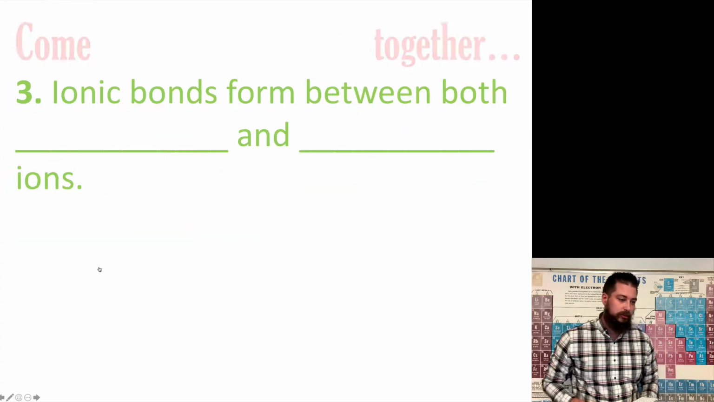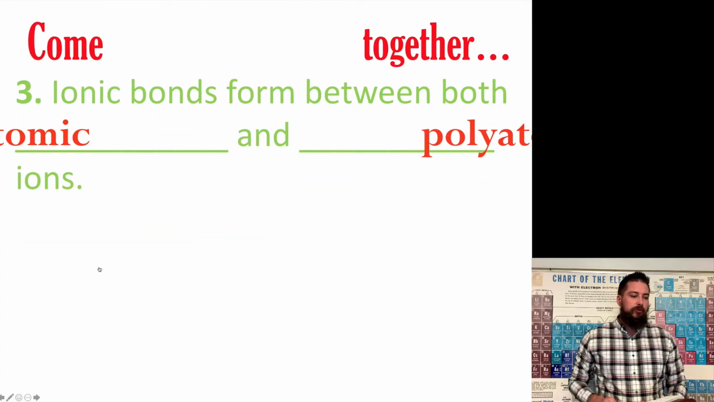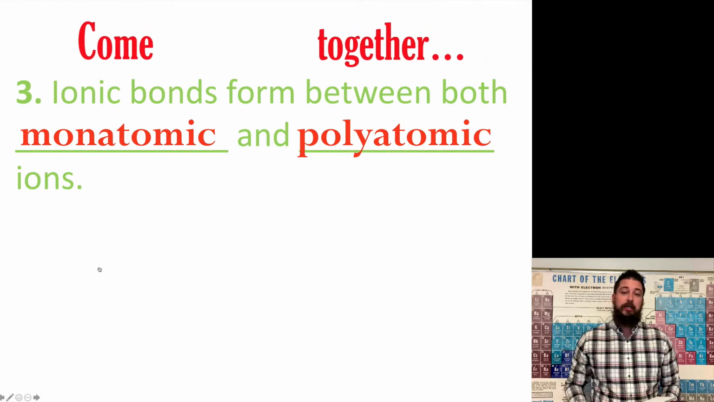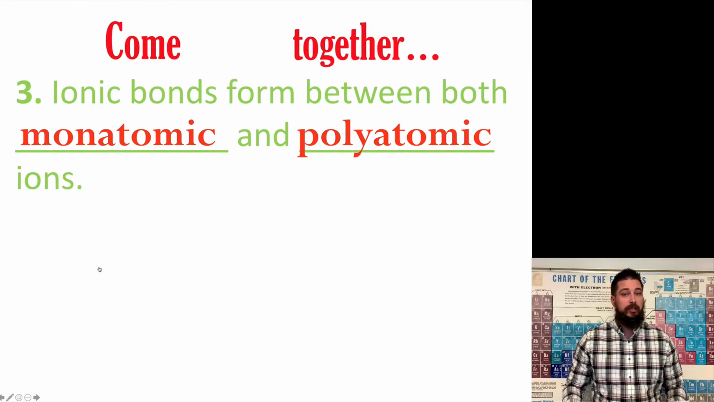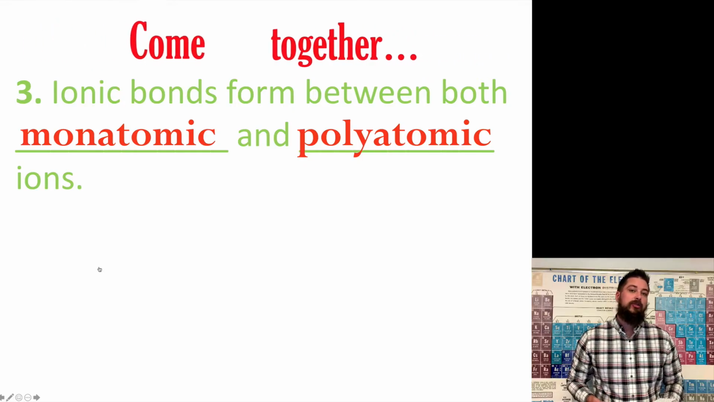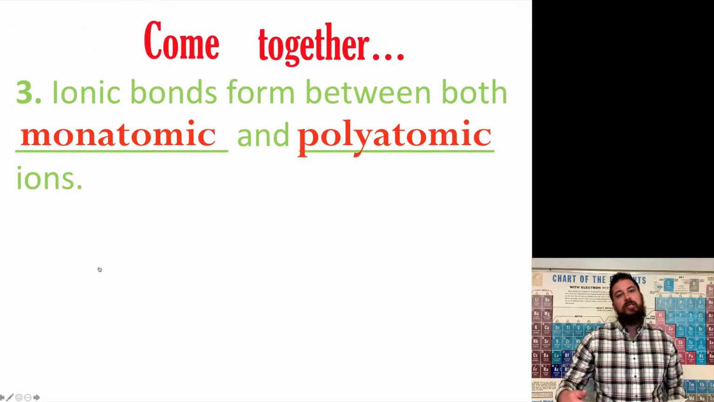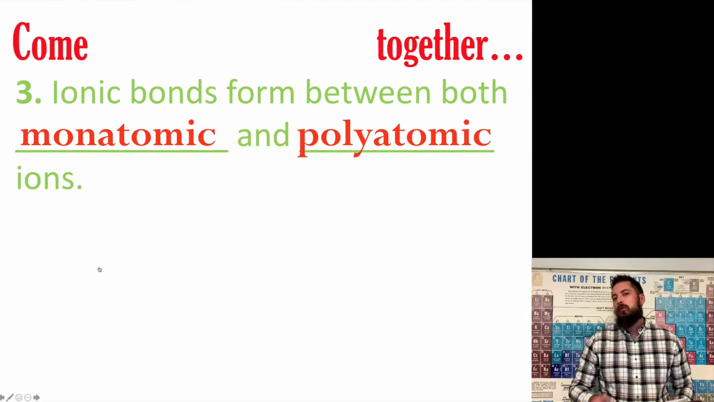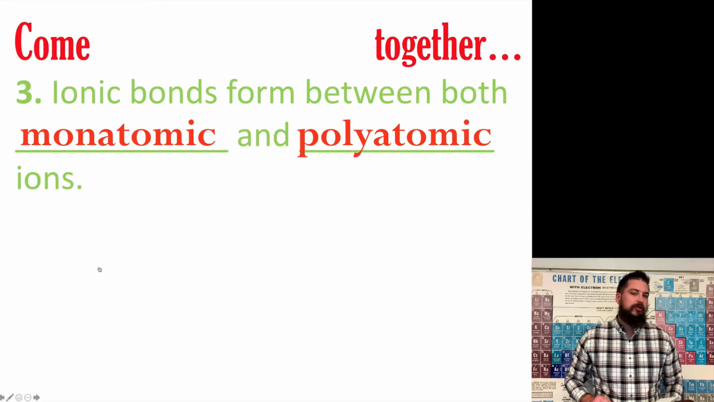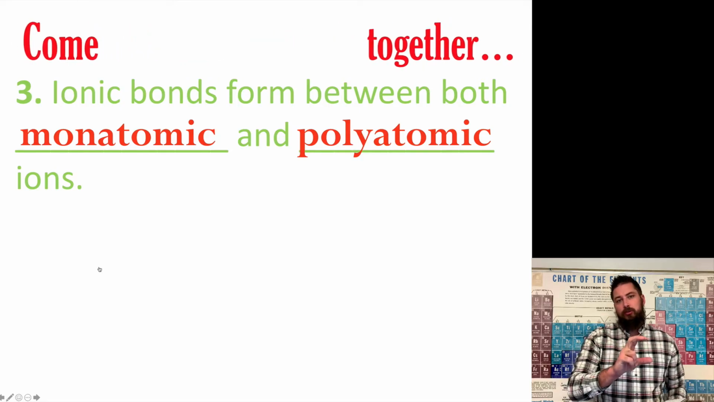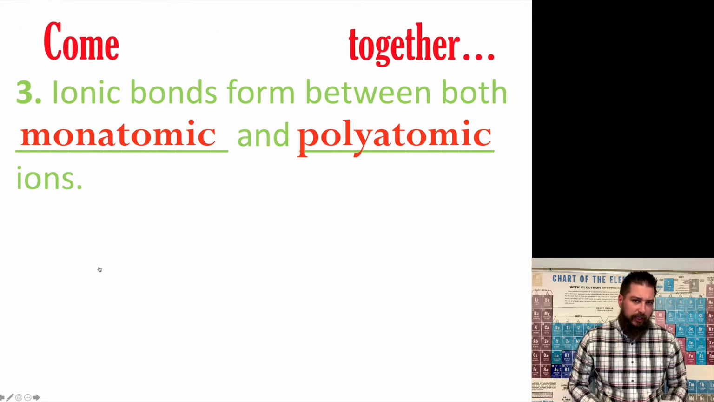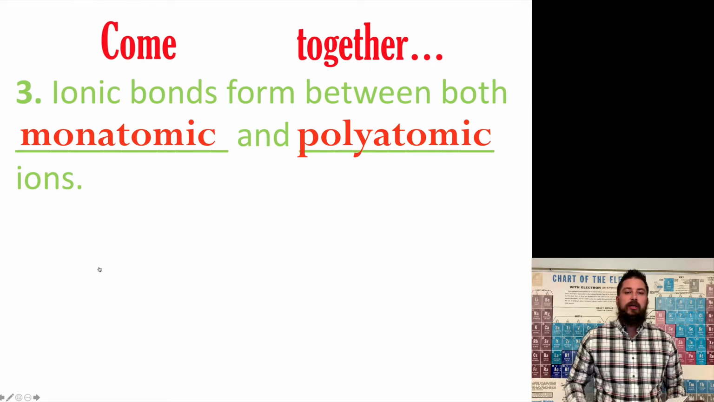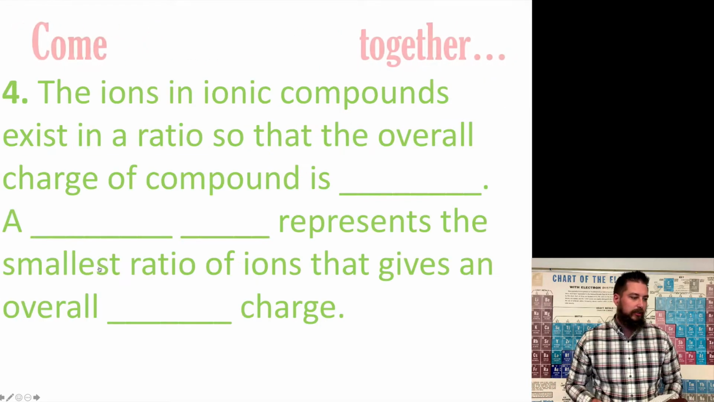Now, ionic bonds will form also between monatomic and polyatomic ions. We talked about polyatomic ions before, like nitrate, sulfate, and all that. Nitrate is NO3 1 negative. That means it's gained a negative electron. Well, maybe it gained that negative electron from a sodium atom. Sodium is a positive cation. Nitrate is a negative anion. And again, opposites attract.